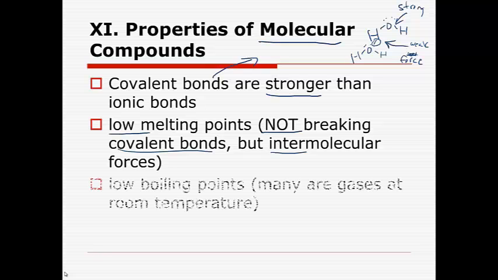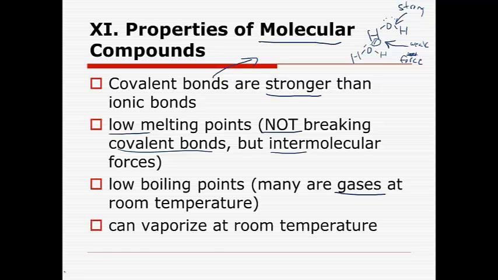Not only do they have low melting points, they have low boiling points. Matter of fact, some of them, their melting points are so low it's below room temperature, which means they will be gases at room temperature. And unlike ionic compounds, these can vaporize at room temperature. Example, water will evaporate.